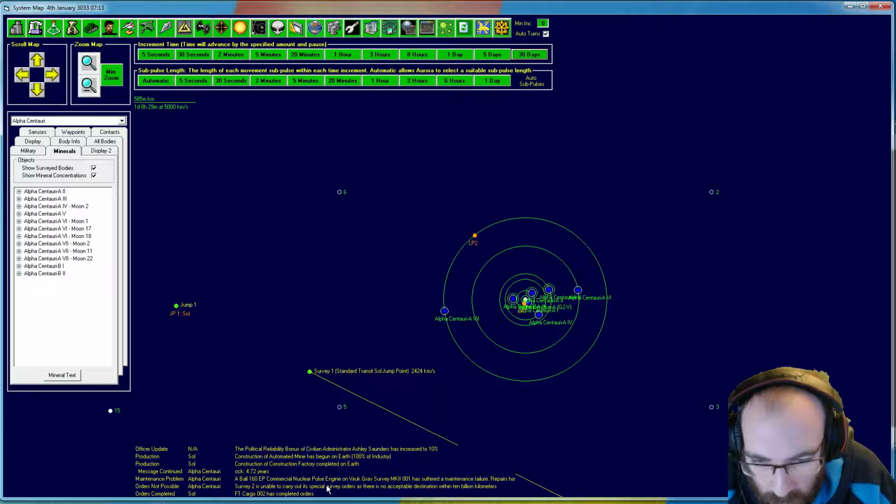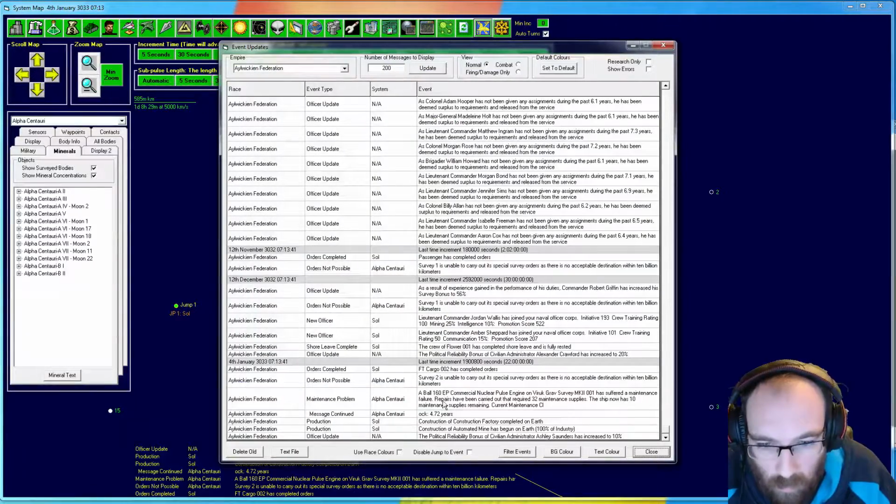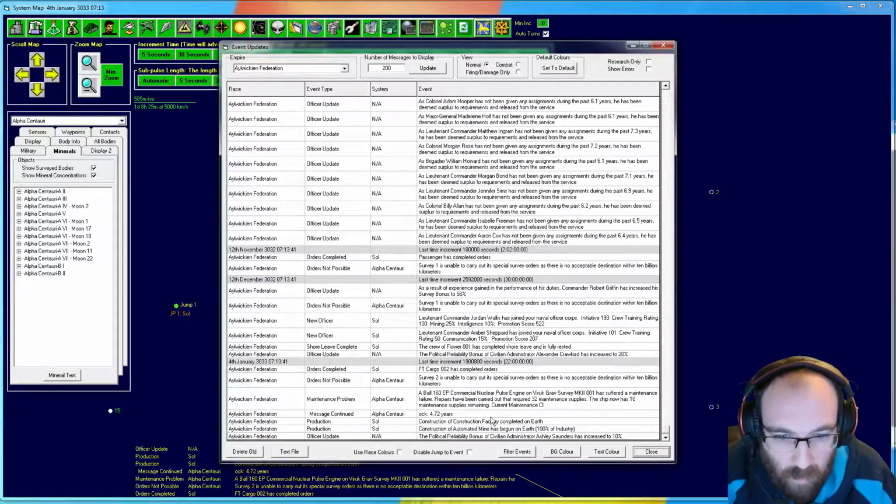Maintenance problem. Oh, the nuclear engine has suffered a maintenance failure. Oh, we're gonna have to read this. This is looking bad. Has suffered a maintenance problem. Carried out required 32 maintenance. Ship now has 10 maintenance supplies remaining.